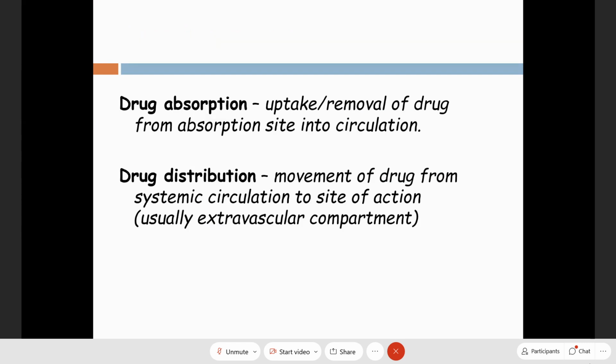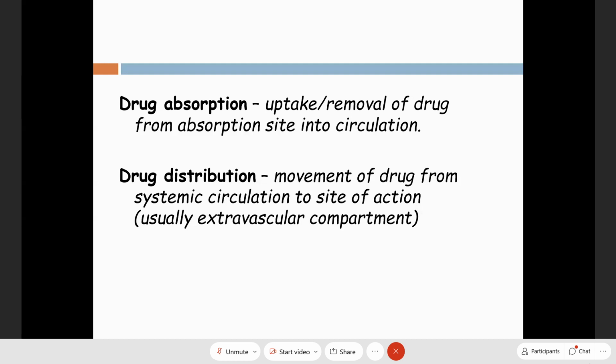I will always start with the definition. What is drug absorption? Absorption is the uptake of the drug from the absorption site into the circulation. For example, when you give an intramuscular injection, it hasn't gone into the circulation yet. It's still in the muscles. So it needs to be absorbed from the site of absorption into the circulation, into the blood.